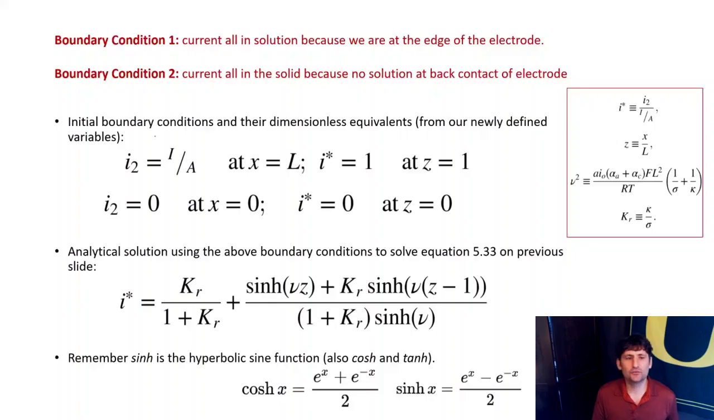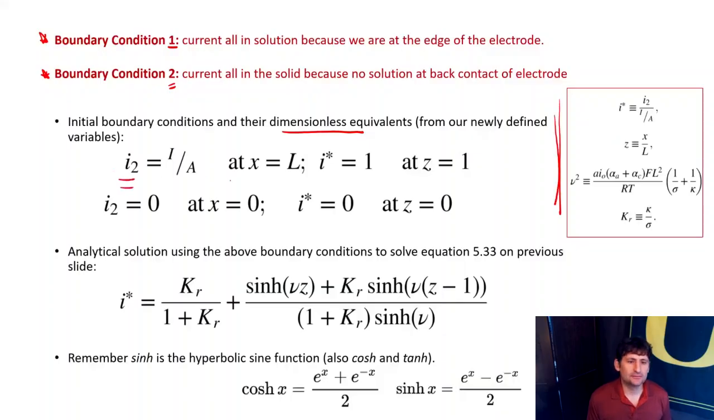Well, to get the solution, we need to define some boundary conditions, right? Whenever we solve any of these equations, it's really important to understand what the boundary conditions are. So 2 are pretty obvious. All the current is in solution at the front edge of the electrode, and all the current is in the solid at the back edge of the electrode. So these are sort of our initial boundary conditions, and they're dimensionless equivalents from our newly defined variables here.